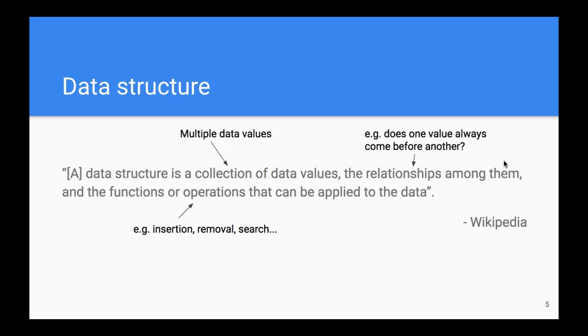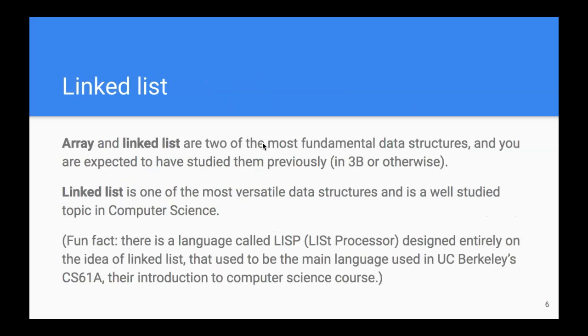That kind of means maybe they're sorted, right? Maybe the number zero comes before the number one or the other way around. So there is some relationship between all these multiple values. And then finally, the kind of thing that can be done to these values. Commonly, they include insertion, adding a new number, removing a particular string, or looking up something. So that's what a data structure is.